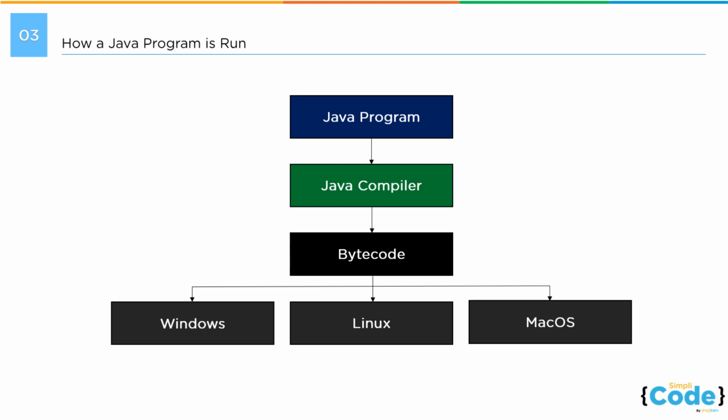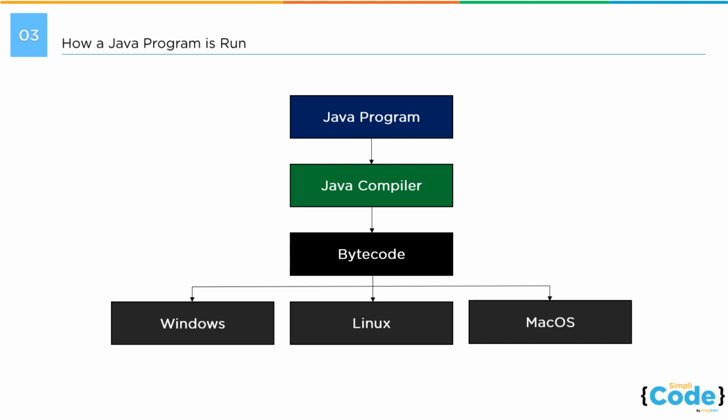Let's take the example that you ran these two steps on a Windows machine. So you write your program and compile it on a Windows machine, which generated a .class file. Then you transported this .class file to a Linux machine and it also worked there. You transported your .class file to a macOS machine and it worked there as well.